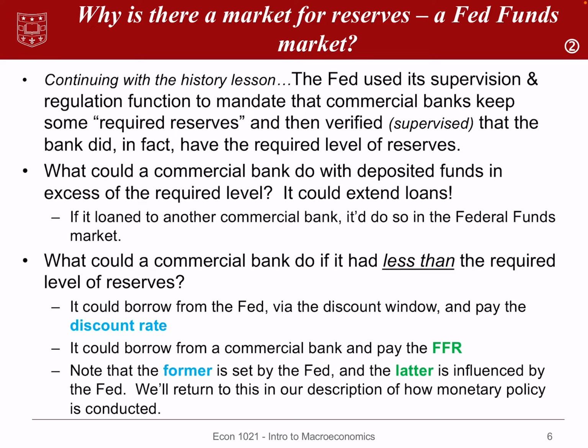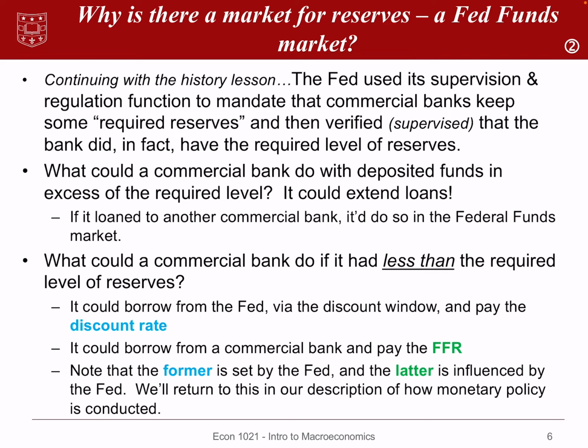So now, if we take our situation where you come in with your paycheck and you deposit it, the commercial bank was legally obligated to set aside some fraction of it. So, say you got paid $100, the commercial bank might have to set aside 10% of that, so $10 in its required reserve balances, leaving $90 to do other things with. So, what could a commercial bank do with deposited funds in excess of the required level? So, the $90 in our example.